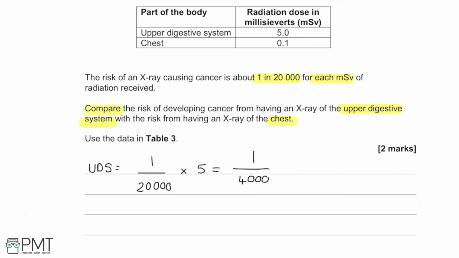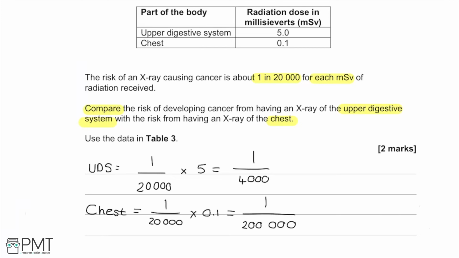Now I can go on to work out the risk from a chest x-ray. So I'm going to take that 1 over 20,000, which is the risk per 1 mSv, and I'm going to multiply it by 0.1 in this case, because we have 0.1 mSv for the chest in this question. And that's going to give me an answer of 1 over 200,000.